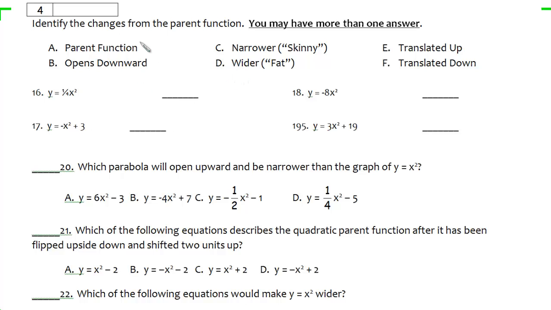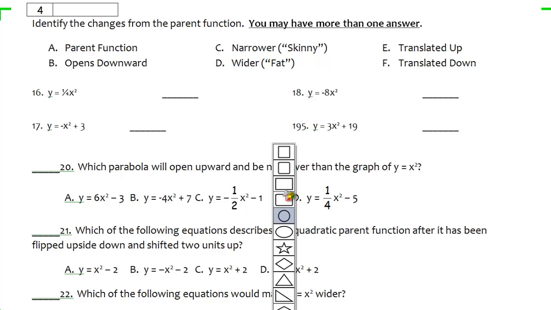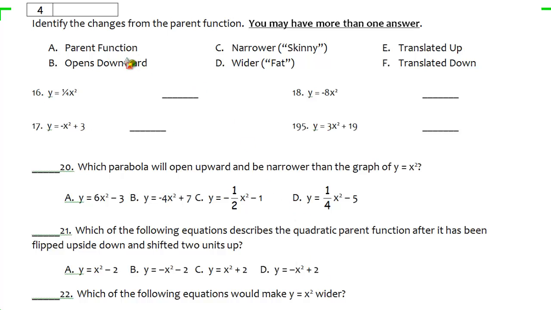Okay, so we'll take a look at the next example here. When we're identifying the changes, we know a couple things about these parabolas. We've talked about a few things. Sorry, let me put up a dark box here. There we go.